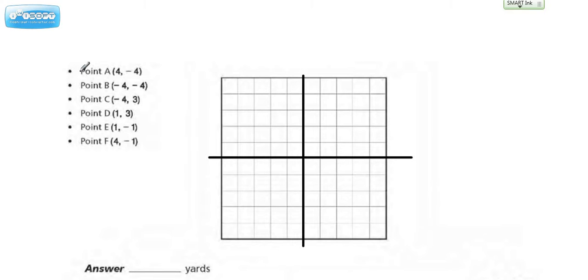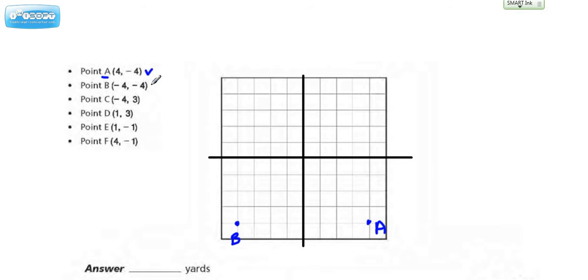Alright, so once we do that, let's plot point A, which is over 4 to the right, 1, 2, 3, 4, and then down 4, 1, 2, 3, 4. What's important here is we want to make sure we put point A next to the dot so we can keep track. Point B, we're going to start at the origin, left 4 and then down 4. Left 1, 2, 3, 4 and then down 1, 2, 3, 4. And once again we're going to put a B there.